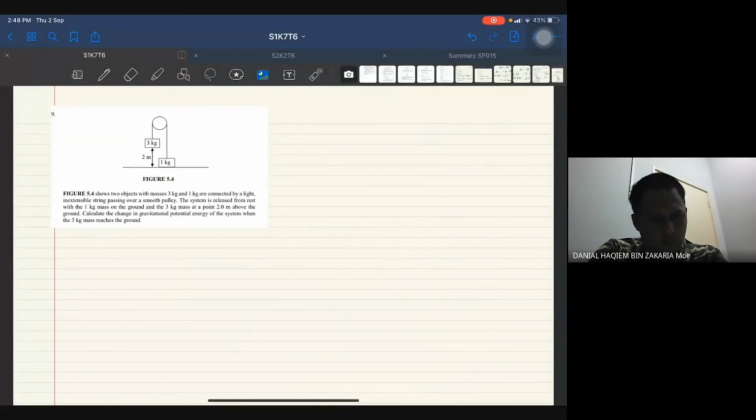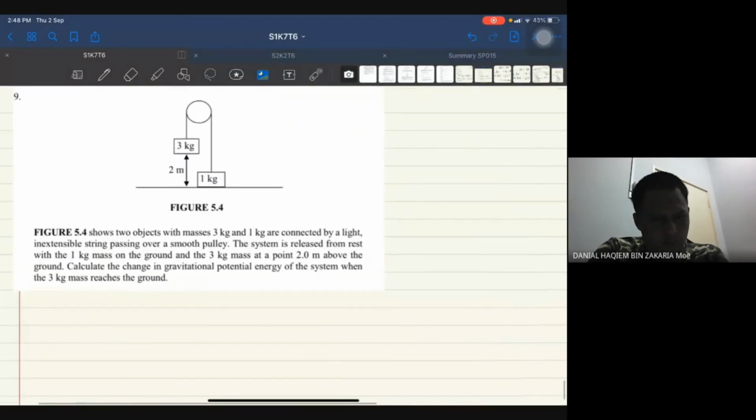Okay, figure 5.4 shows two objects with mass of 3 kg and 1 kg connected by a light inextensible string. So string dia tak meregang lah, so takkan ada elastic potential, tak ada. The string passes over a smooth pulley. Okay, the system is released from rest with the 1 kg mass on the ground and the 3 kg mass at the point 2 meter above the ground. Calculate the change in potential energy of the system when the 3 kg mass reaches the ground.